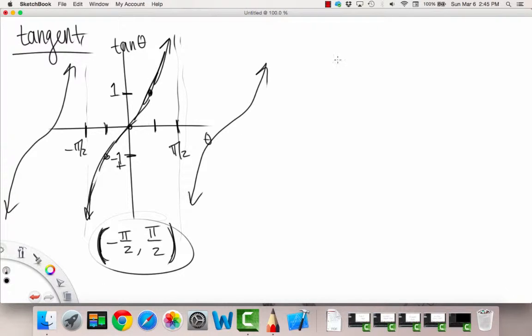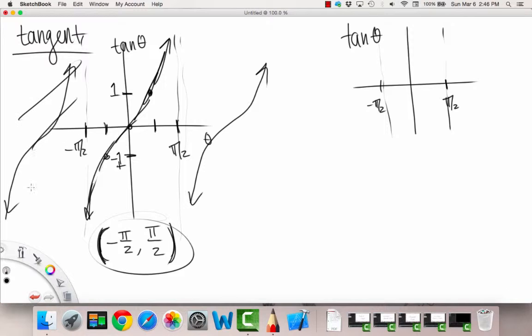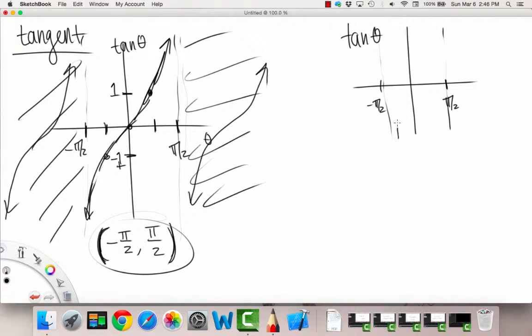Alrighty? And so if we just pick that one out, this is what our graph's going to look like, our little segment here. We're going to have negative pi over 2 here, and pi over 2 there. Again, we have our vertical asymptotes, but we can just ignore everything on the outside of our restricted domain. So we have something that looks like this for tangent. Our domain, like I mentioned before, is negative pi over 2 to pi over 2, and our range is from negative infinity up to positive infinity.